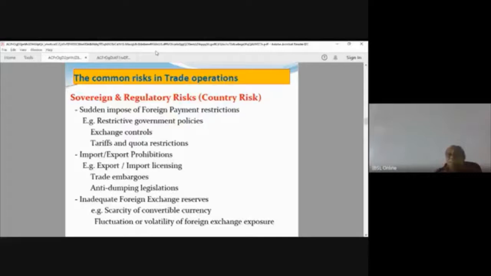Restrictive government policies, exchange control, tariff and quota restrictions, and sovereign risk. Import-export prohibitions, yes, it is there. Right? Trade embargoes, anti-dumping legislation.